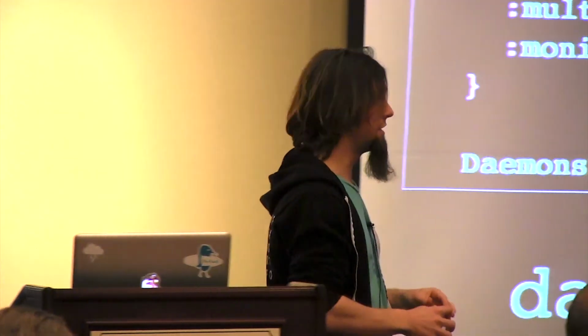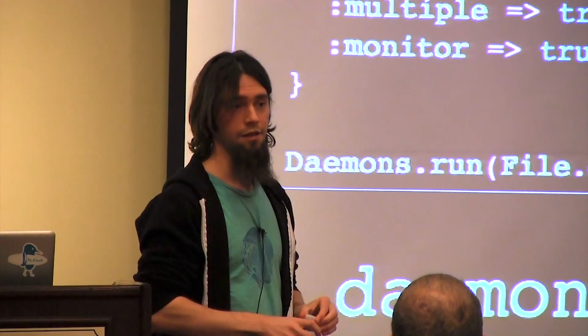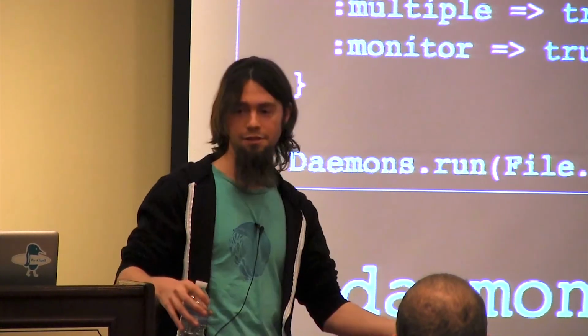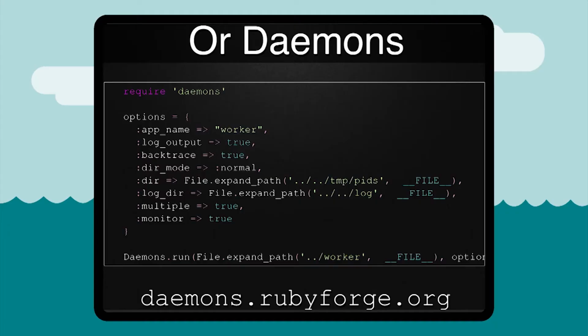But you could have just used Daemons. This is what Workling used. This is what then, therefore, AMQP listener used because I didn't know anything else. And Daemons works pretty simply, except for the fact that you have to remember to set all these options to true. It's just one line of, like, this is the file to run.